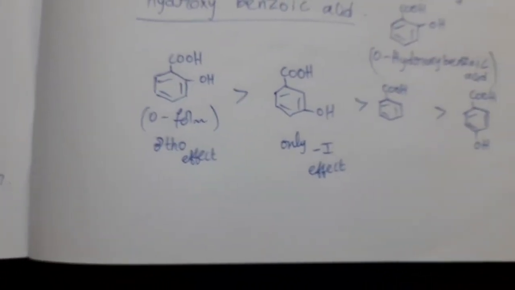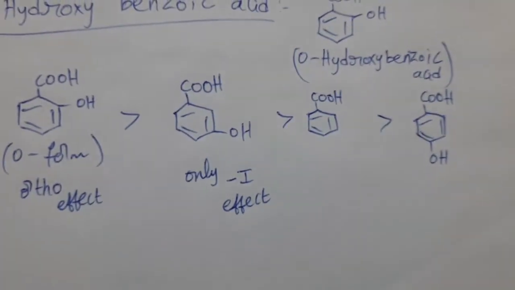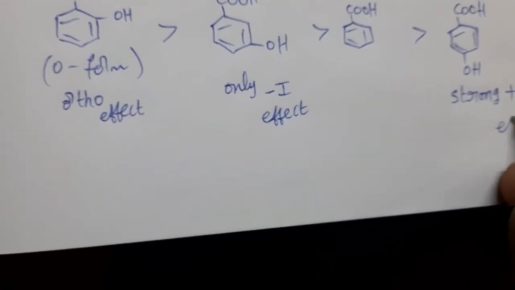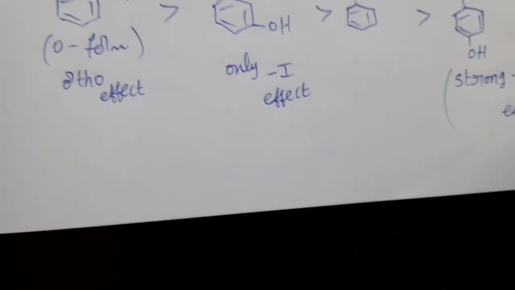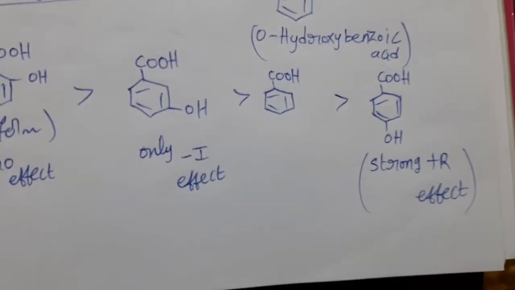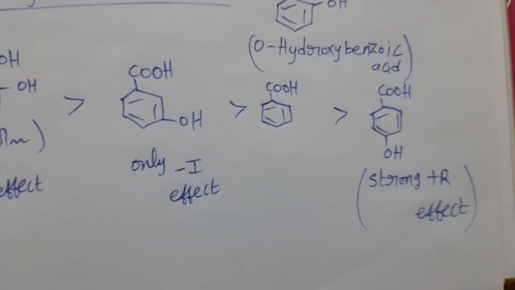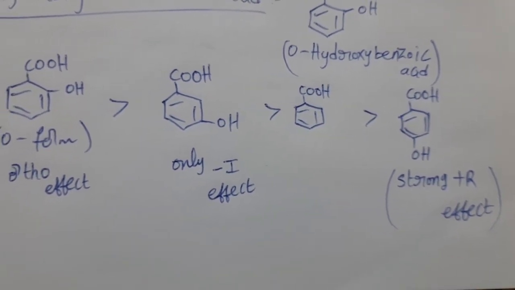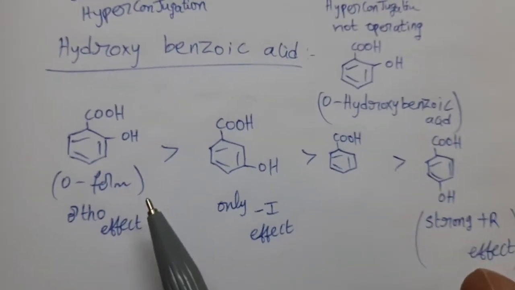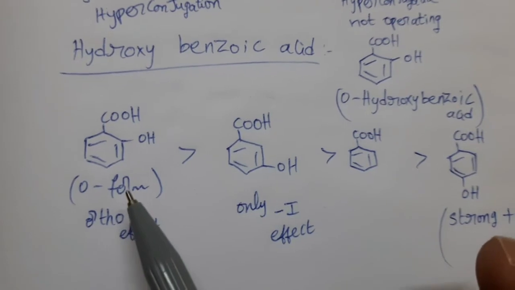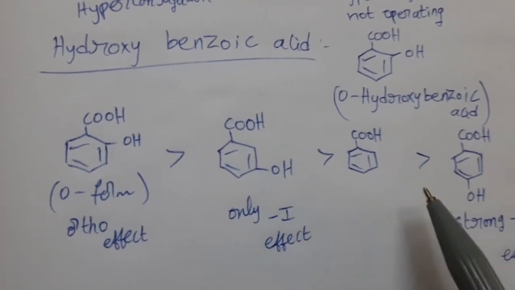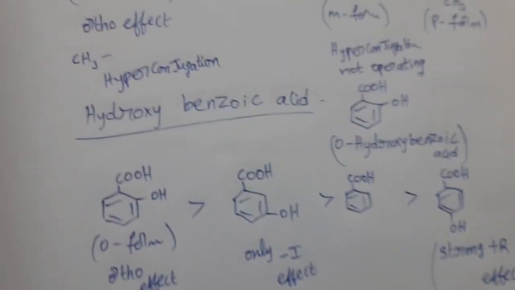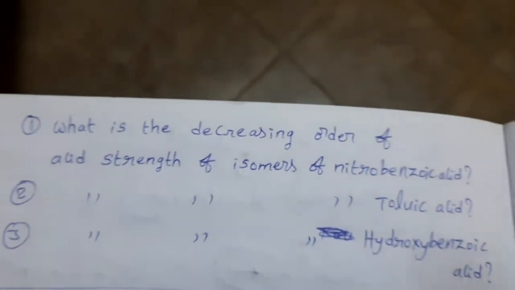Here in this para form, the OH group exhibits a strong plus R effect, electron releasing nature to the attached conjugated system. Positive resonance effect, or plus R effect, is observed for the para isomer of hydroxybenzoic acid. That's why its acidic nature is less. So the acidic strength order for hydroxybenzoic acid: ortho form greater than meta form greater than benzoic acid greater than para form.